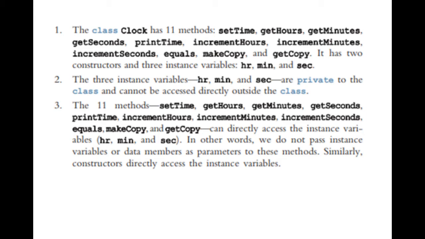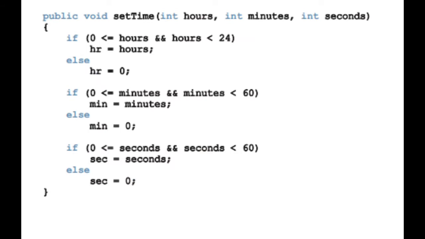Let's first write the definition of the method setTime. The method setTime has three parameters of type int. This method sets the instance variables to the values specified by the user, which are passed as parameters to this method. The definition of the method setTime follows: public void setTime(int hours, int minutes, int seconds).